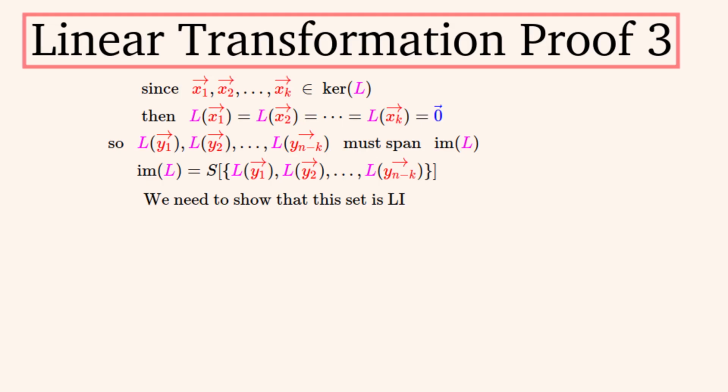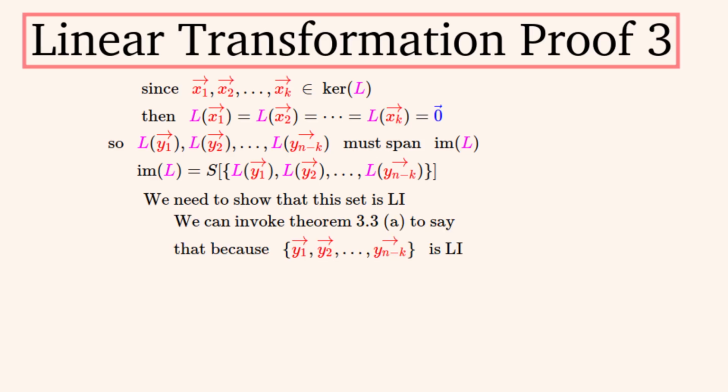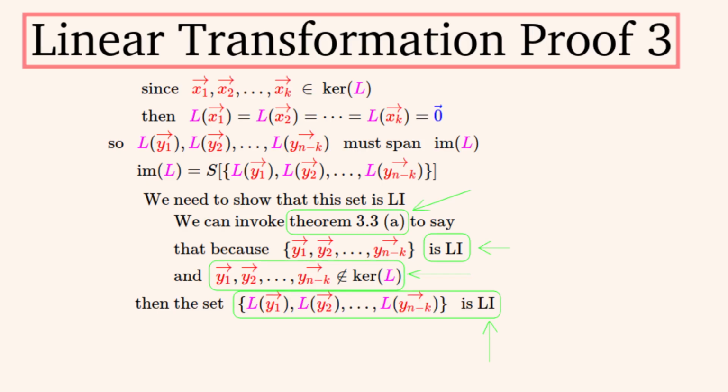So now we have to show that this set is linearly independent, so that it can be shown to be a basis for the image of L. We'll invoke this theorem to do this, that we've already proven earlier in this video. So we've got these two conditions, that this set is linearly independent and that these vectors aren't in the kernel. So we can use these two results and this theorem to prove that this set of vectors in the image of L are linearly independent.